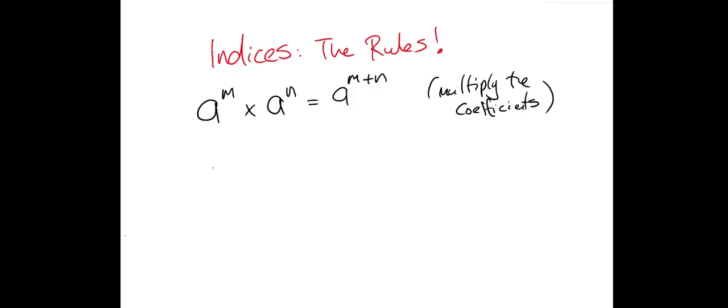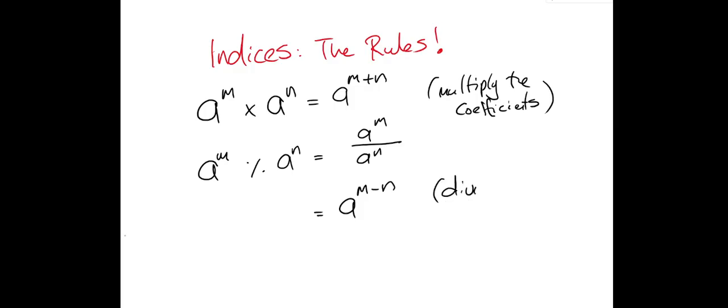Okay, when we divide terms, a to the power of m divided by a to the power of n, which is the same as a to the power of m over a to the power of n, this is going to be a to the power of m minus n. Okay, and we divide the coefficients.